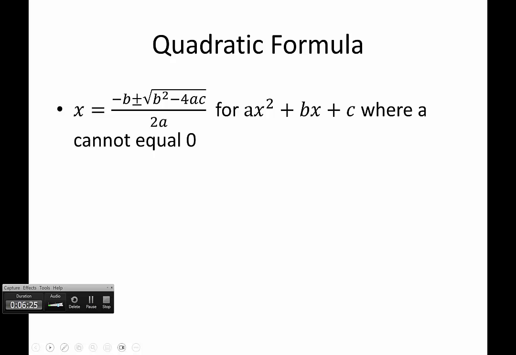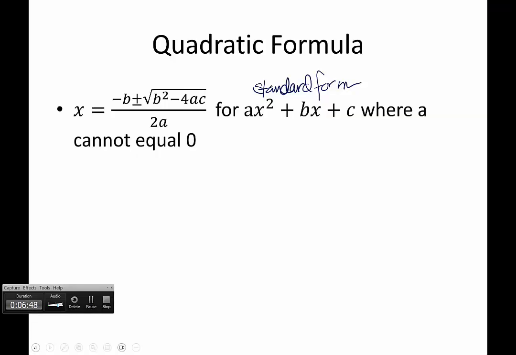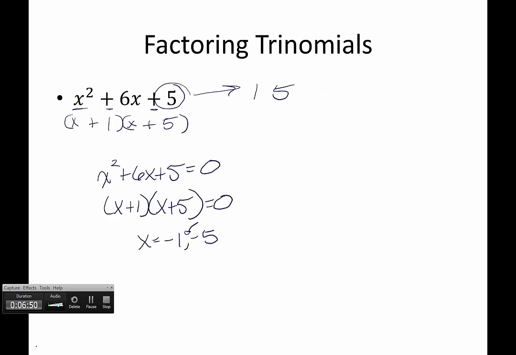So now the quadratic formula: x equals negative b plus or minus the square root of b squared minus 4ac, all over 2a, for the standard form of a polynomial. This is called the standard form. And a cannot equal 0, otherwise we have a linear equation, and this doesn't make sense to use. I wanted to show you how to do that on this equation. So a equals 1, b equals 6, and c equals 5 in this case.